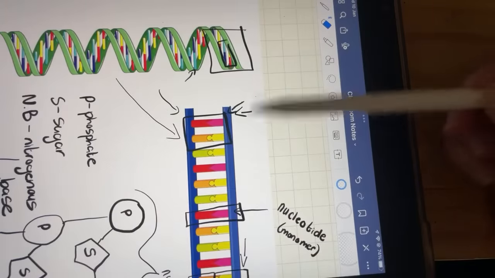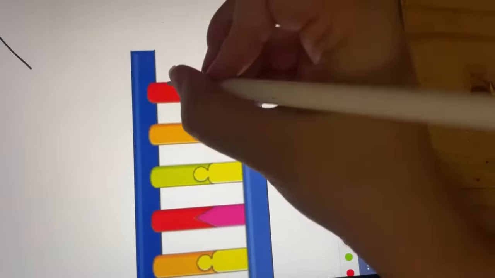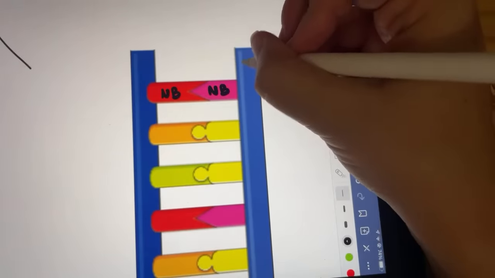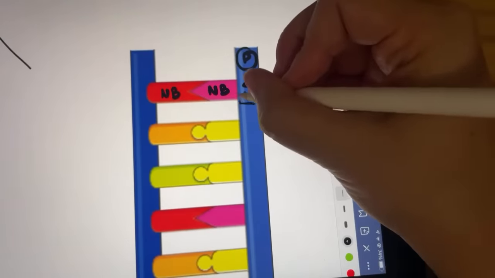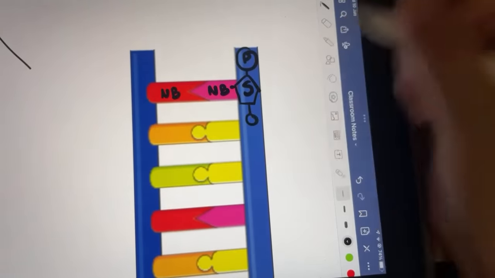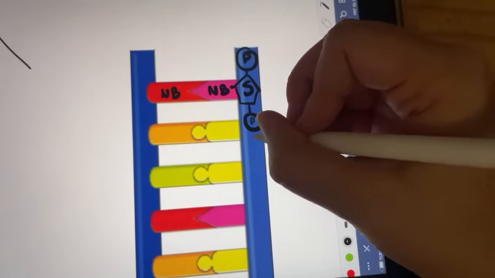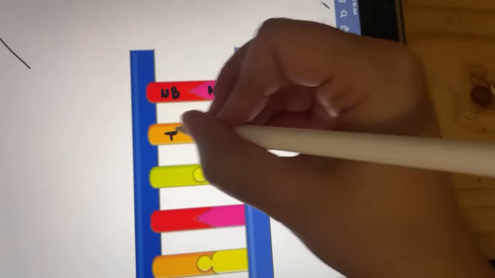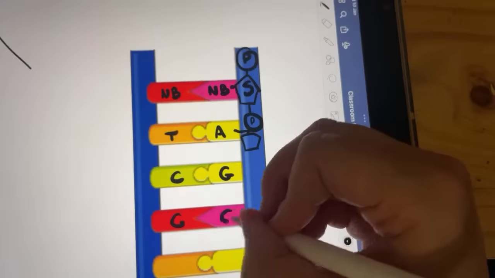And so I'm just going to rub this all off and make it even easier. This is a nitrogenous base. This is a nitrogenous base. There will be a sugar here and a phosphate here, and then they join. And then there will be another phosphate here, and then another sugar here, and then here is a nitrogenous base. So we could go like T, A, C, G, G, C.